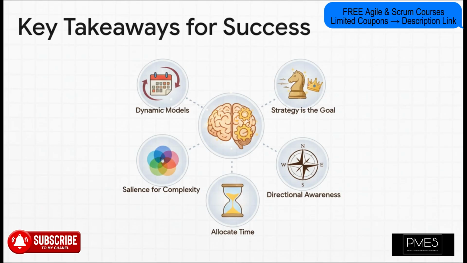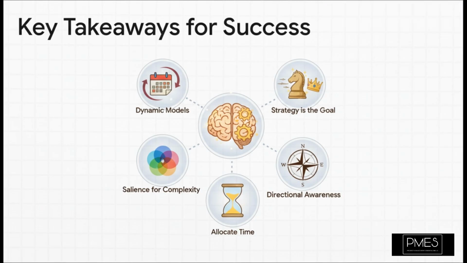Second, just classifying people is useless if it doesn't drive a clear strategy. That's the whole point. Third, when things get really complex, the Salience model is your best friend. Fourth, always be aware of your communication direction. And finally, never forget the ultimate goal here. All of this is to help you strategically invest your most valuable, non-renewable asset, your time.